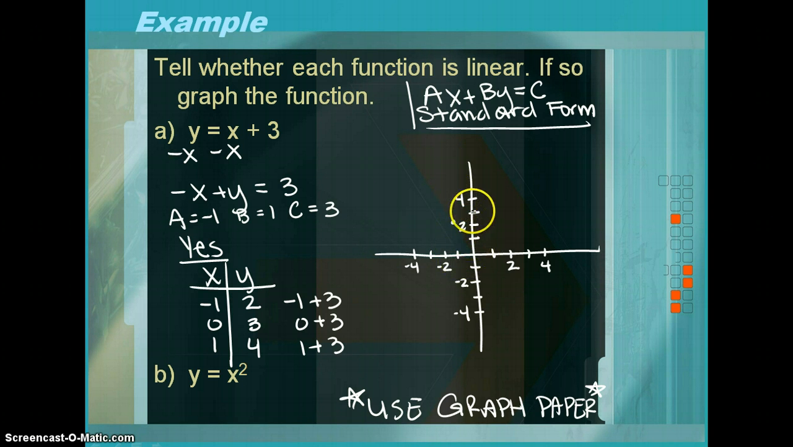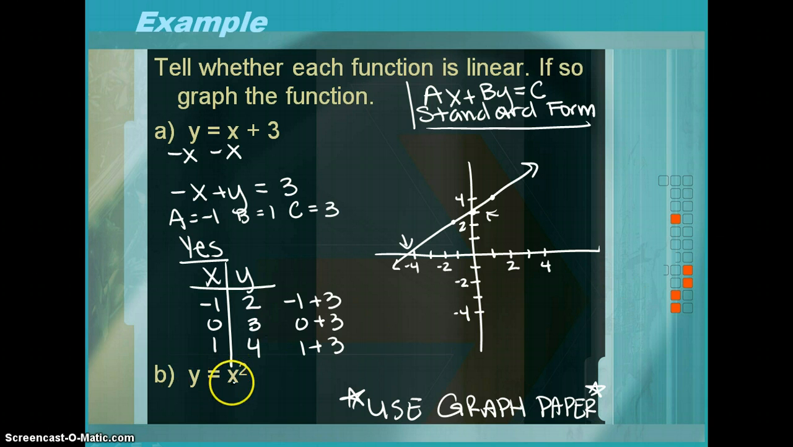At 0, we're going to go up to 3. And at positive 1, we're going to go up to 4. From here, you'll just connect your dots, and now you have a straight line. You'll notice that I cross both the y-axis and the x-axis, and you should as well.